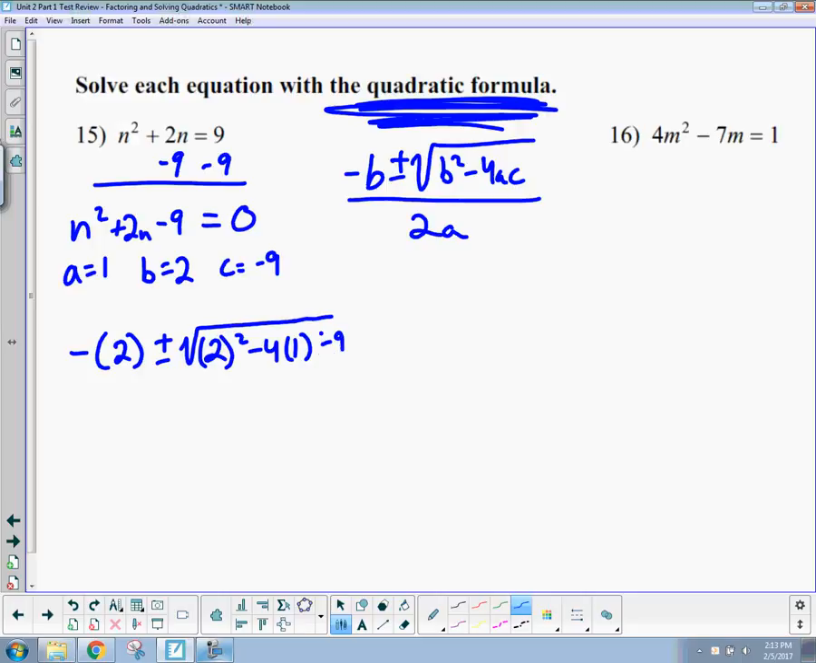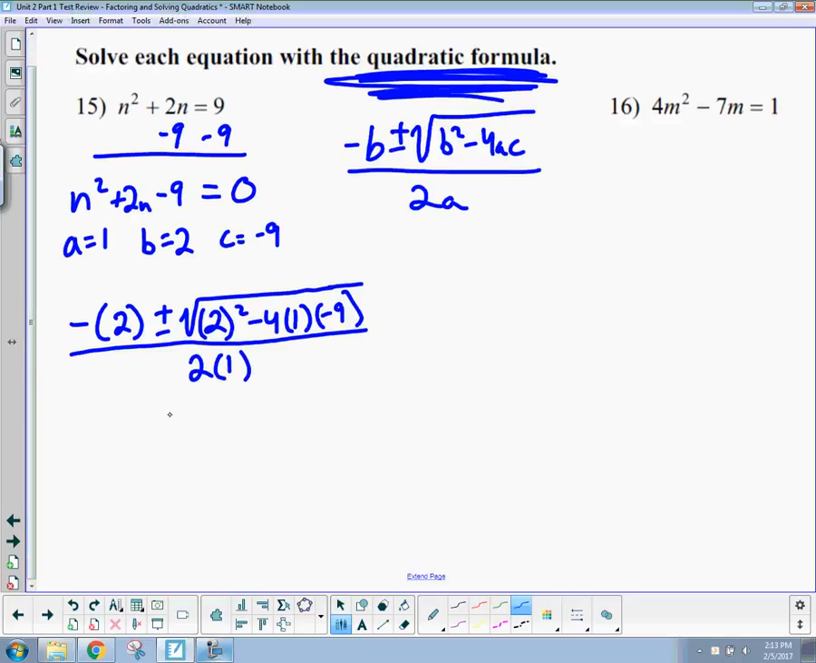2 times the 1. Now I'm going to whittle it down a little bit. Negative 2 plus minus 2 squared is 4. I know that'd be a positive because negative and negative make a positive. That 1's not going to change anything. So 4 times 9 is 36, all over 2. Put this down some more.